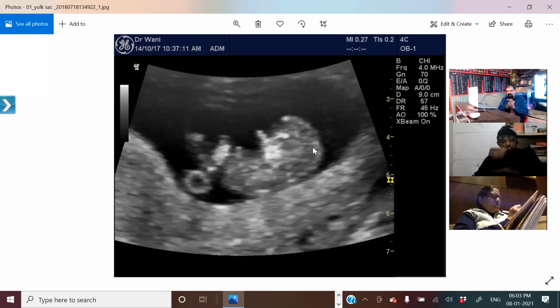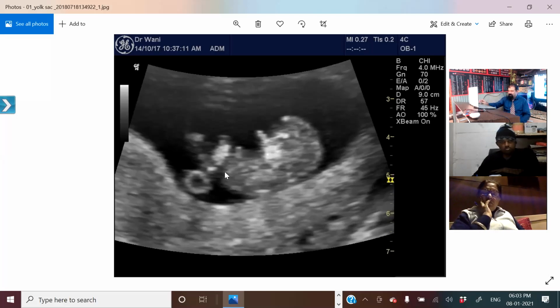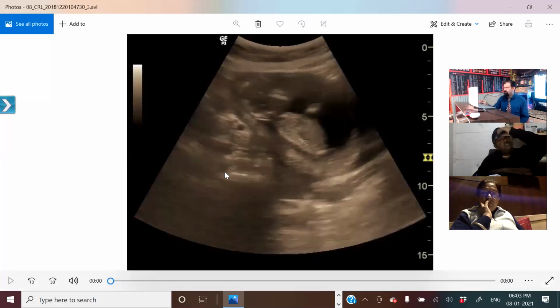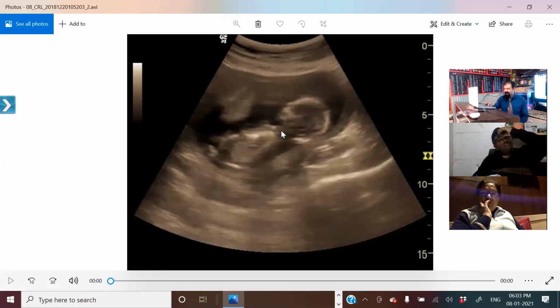Somebody asked me how to take the CRL. You have to take the CRL in a complete mid-sagittal section. See the complete length of the fetus and measure from crown to rump. Crown is here, rump is here. Don't include the limbs. Now see, these are the limb buds over here. You have to measure from this point to this point. So this is the crown and this is the rump. So don't include the limbs. Now this is the complete length of this fetus.